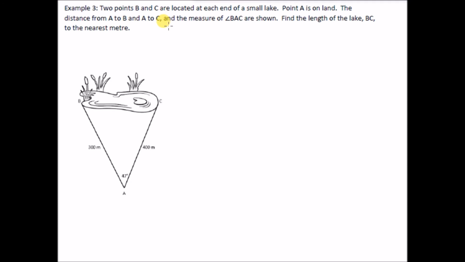Okay, example 3. Two points B and C, so we see B here and we see C here, are located at each end of a small lake. And then point A is on land. So this is looking from a distance away. The distance from A to B and A to C and the contained angle are shown. So we have A to B is 300 meters, A to C is 400 meters, and the contained angle is 47 degrees. So we need to find the length of the lake BC, to the nearest meter.